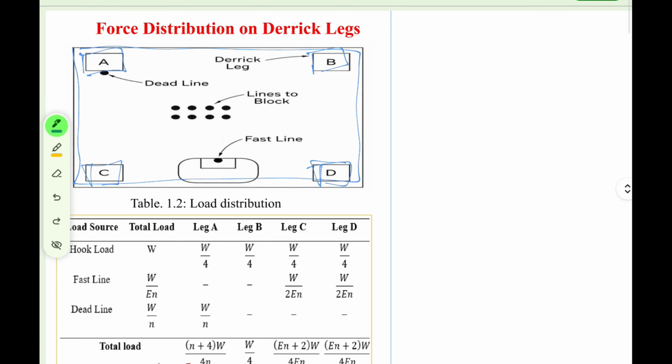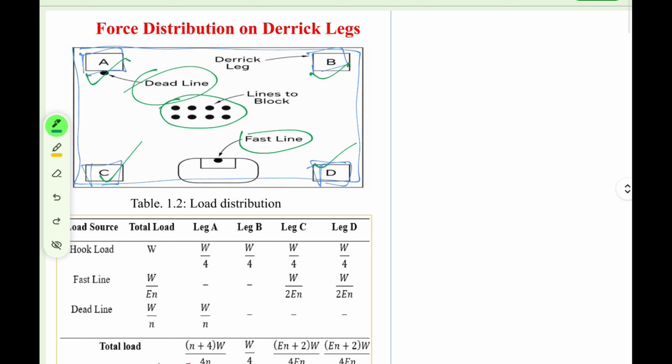So these legs will experience some load, and that load is given by the hook load, which is acting at the center, the fast line load and the dead line load. These are the three loads acting on the derrick system, the hoisting system, as we discussed earlier. So we need to identify what could be the load on leg A, leg B, leg C, and leg D, right?